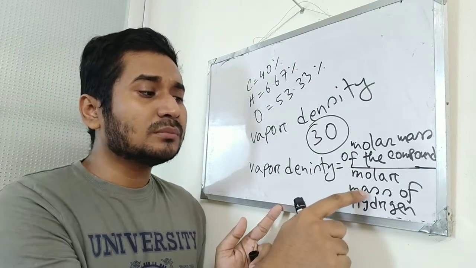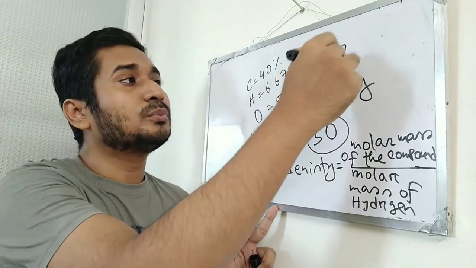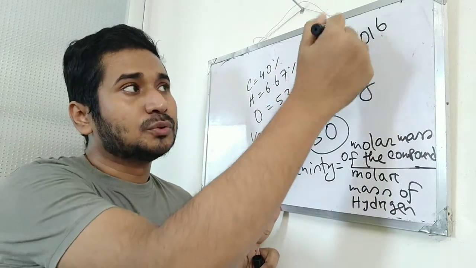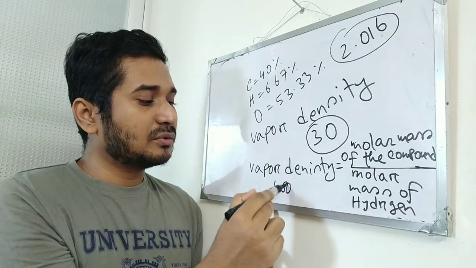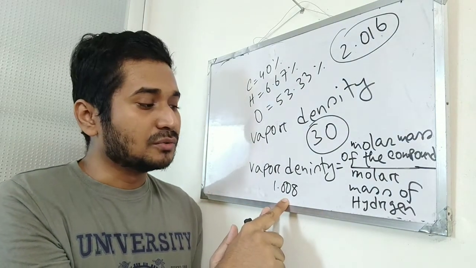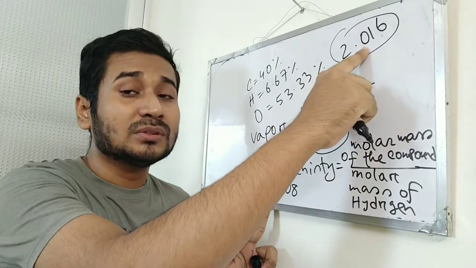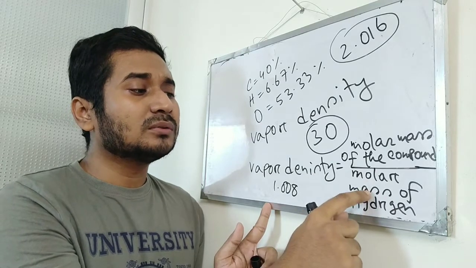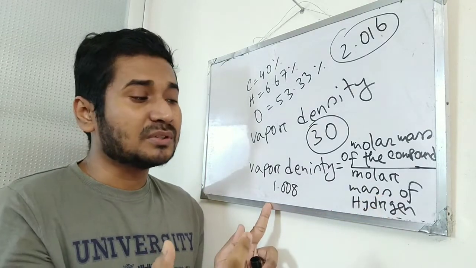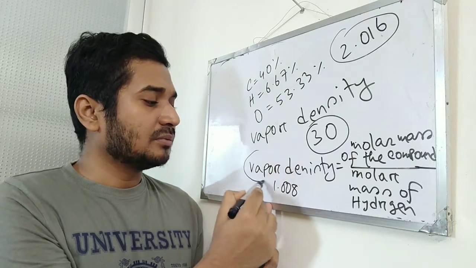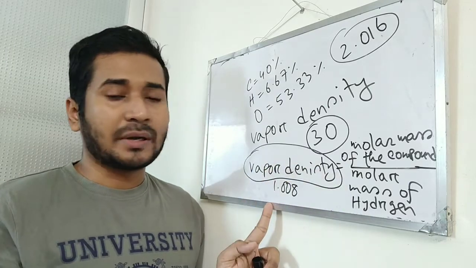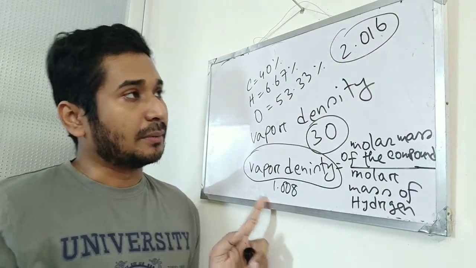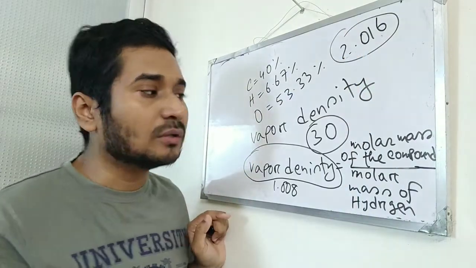We know that the molar mass of hydrogen is 2.016. The exact amount is 1.008, which is the atomic mass, so you multiply by 2 and get 2.016. So if you divide by the molar mass of hydrogen, you can get the vapor density. So that's why it's a matter of 2, almost 2.016, that means almost 2.